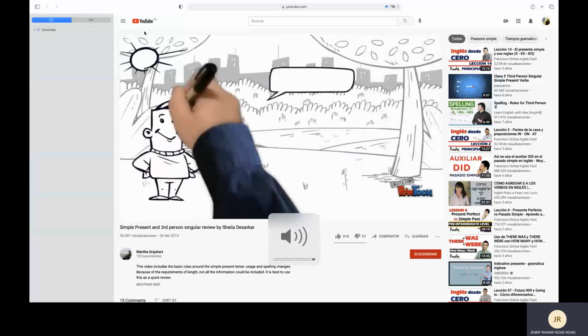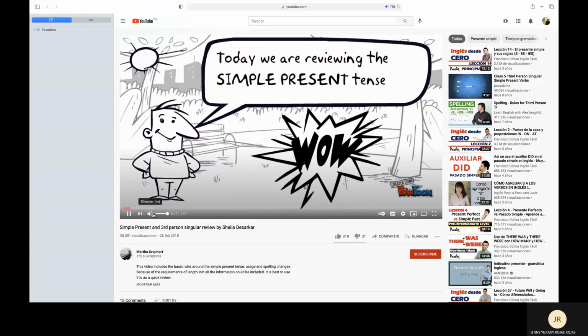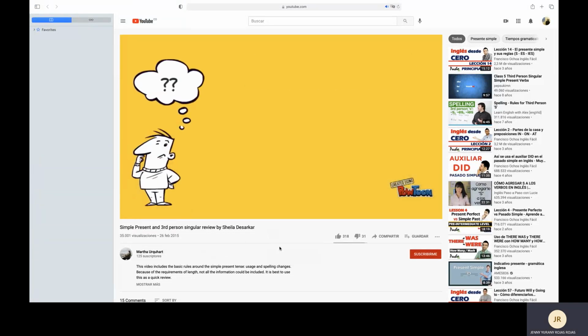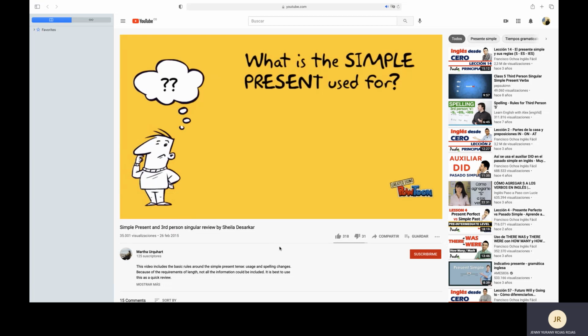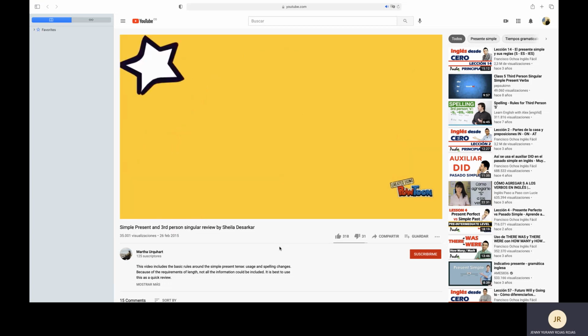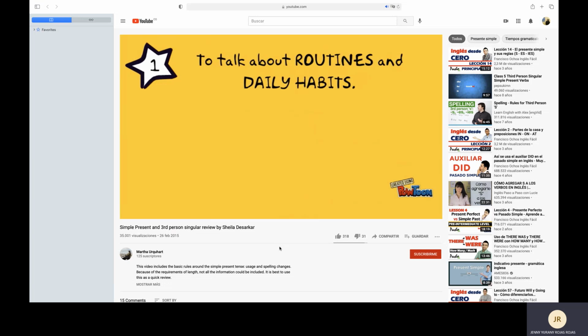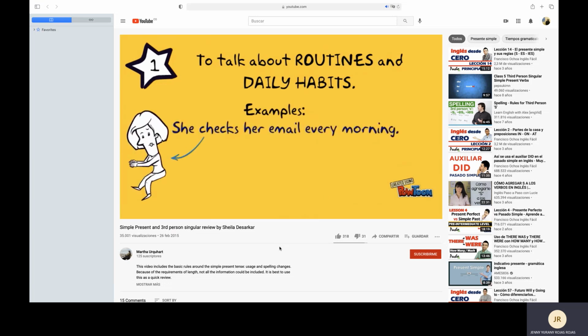Today we are reviewing the simple present tense. First, what is the simple present used for? Well, there are 4 basic reasons to use the simple present. Number 1, we use the simple present to talk about routines and daily habits. For example, she checks her email every morning. I feed my cat every day.